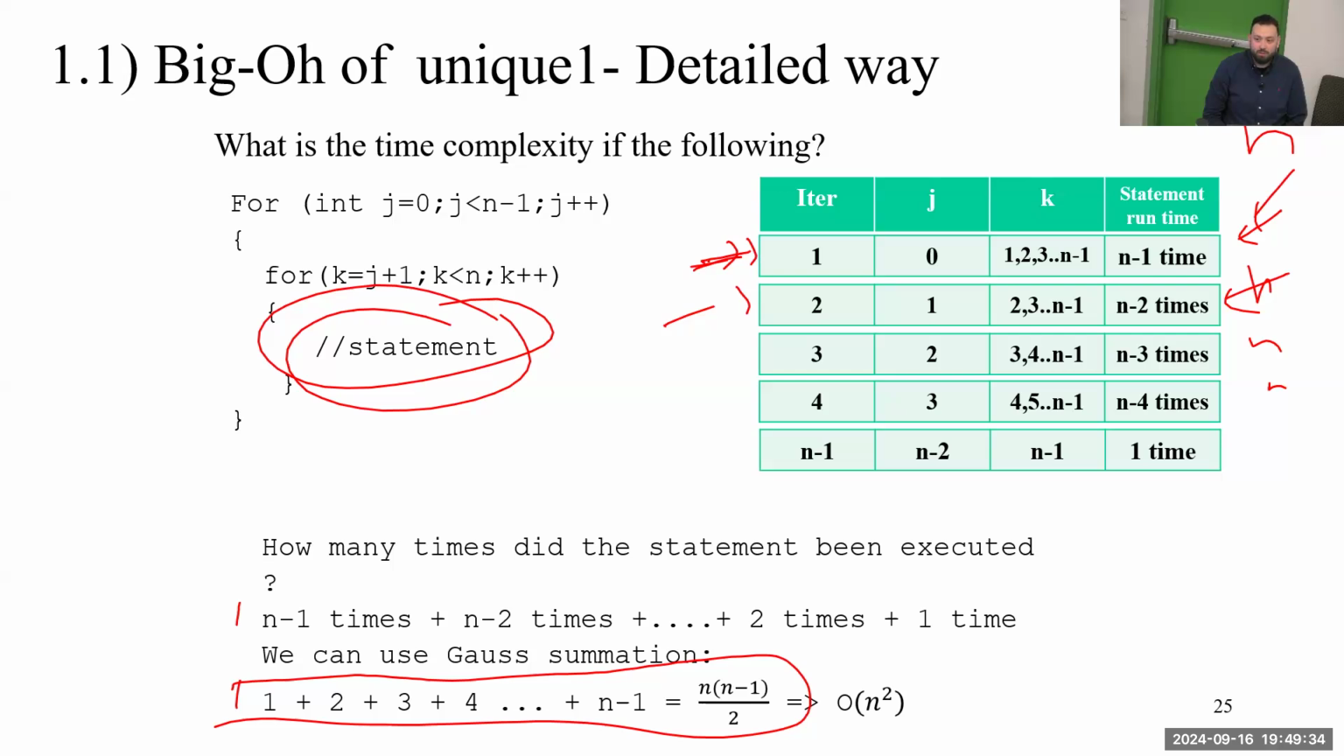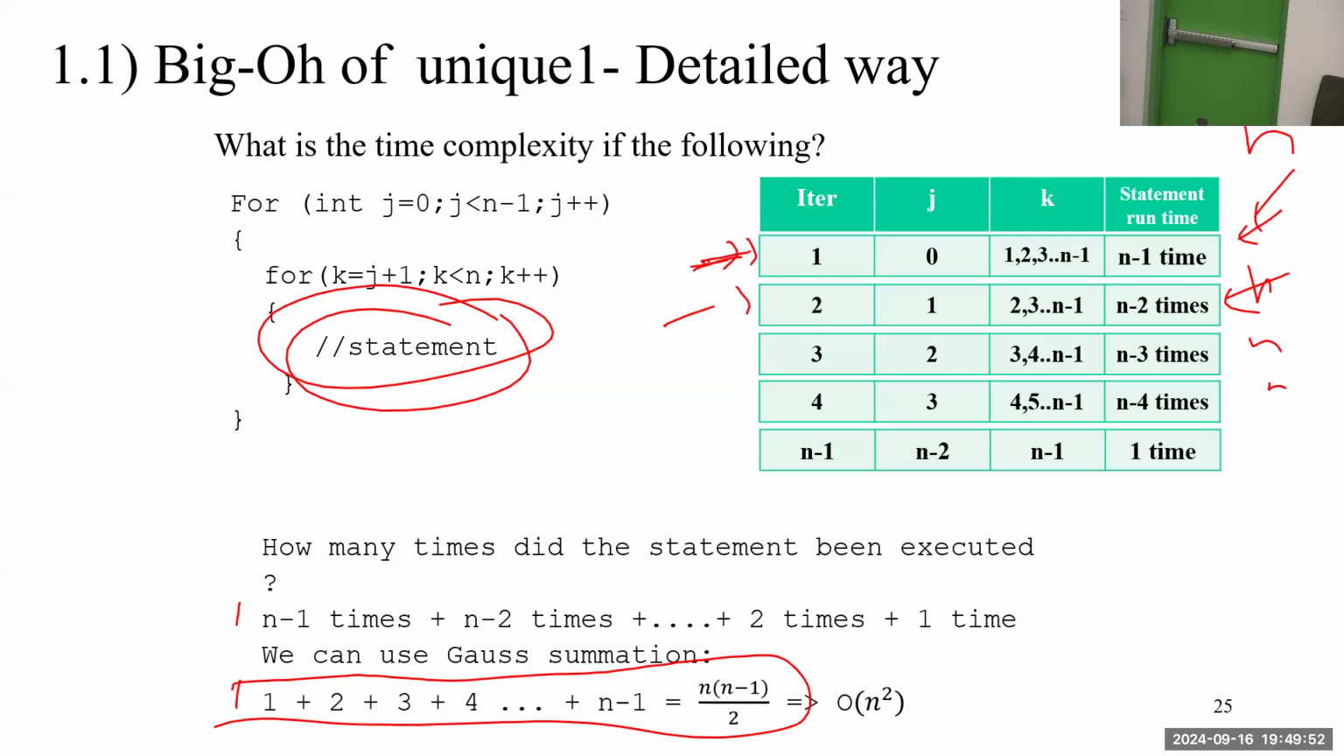N cube? Why n cube, not n square? There are two nested for loops, so technically it should be n square, not n cube. N times n.